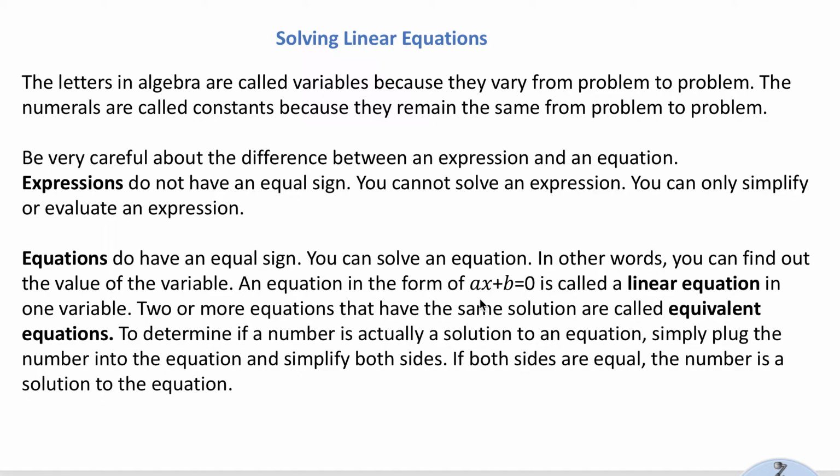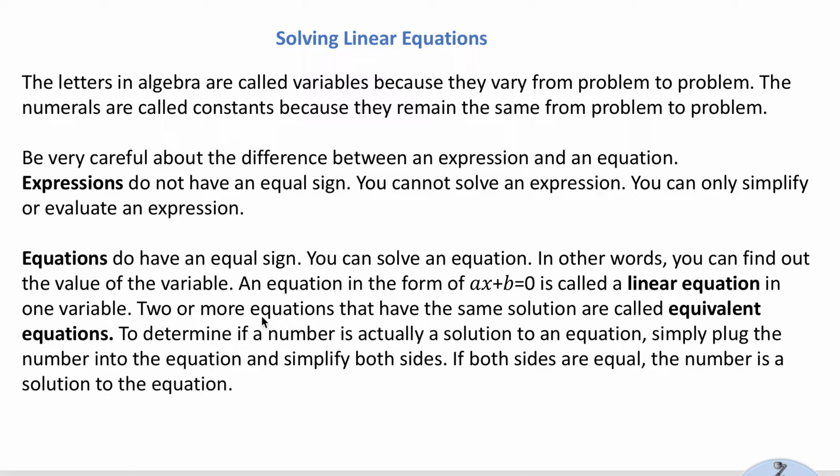An equation where your only variable, now we're saying A's, B's, C's are usually numerals in the problem, but the variables, X's, Y's, and Z's, doesn't have an exponent on it, right? And you just have one. We call that a linear equation in one variable.